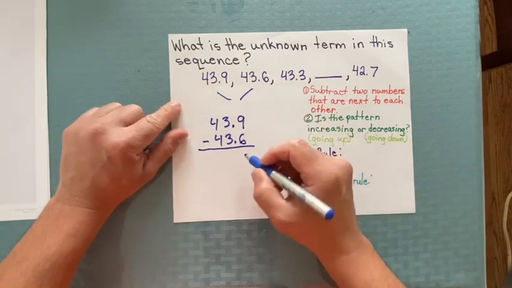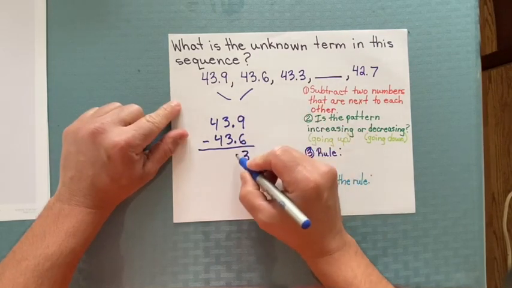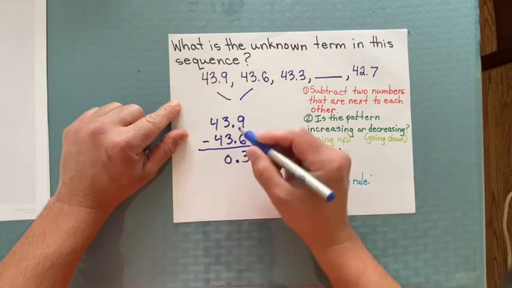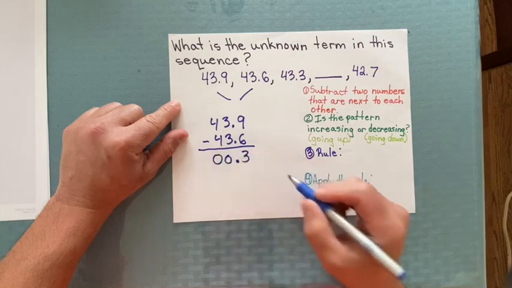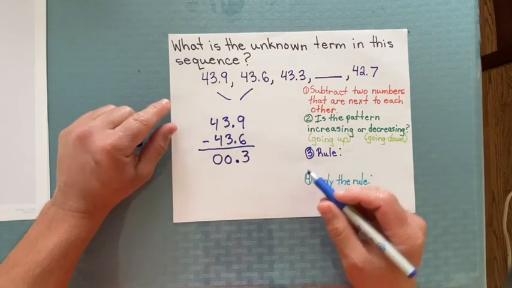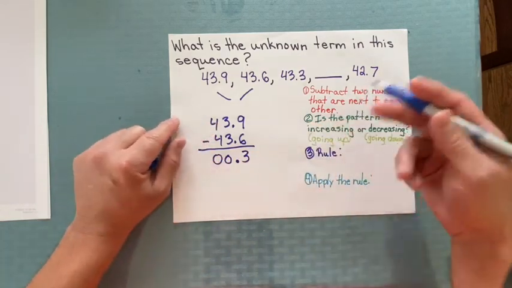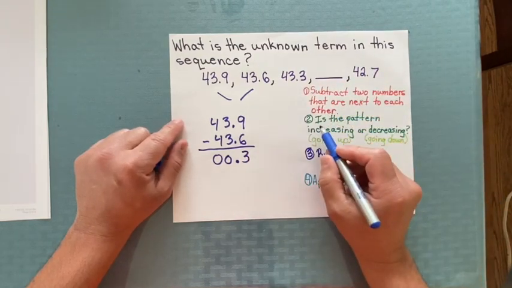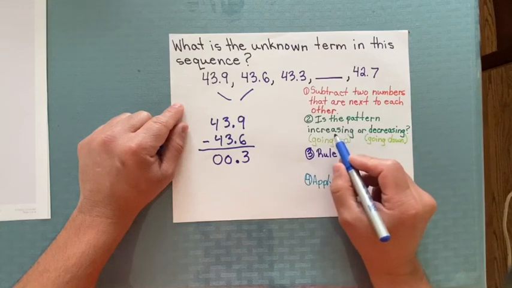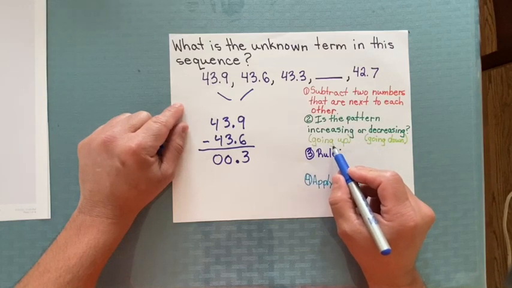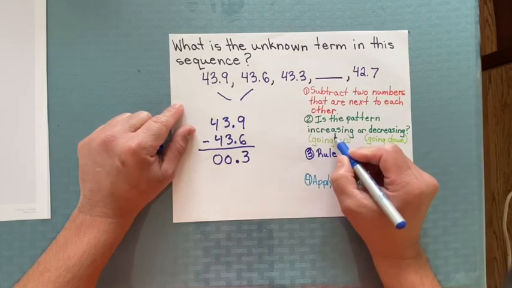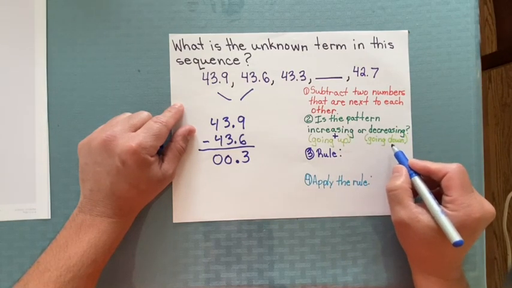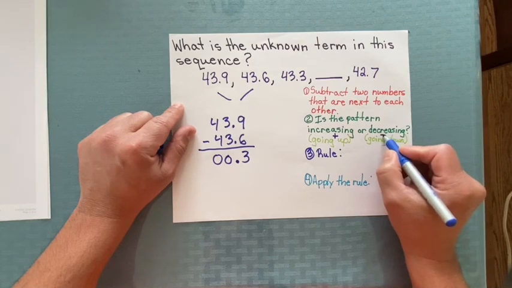Okay? So 9 minus 6 is 3. We could drop our decimal down. 3 minus 3 is 0. And 4 minus 4 is 0. So we found a rule. Now that's not the number that goes here, because if we go to step 2, something else that we have to identify now is the pattern. Is the pattern increasing, meaning going up, right? In that case, we would add. Or is the pattern decreasing? Decreasing means it's going down. In that case, we would subtract.